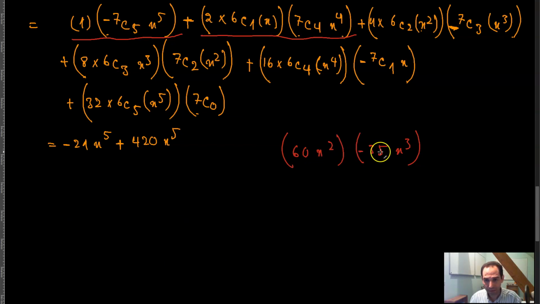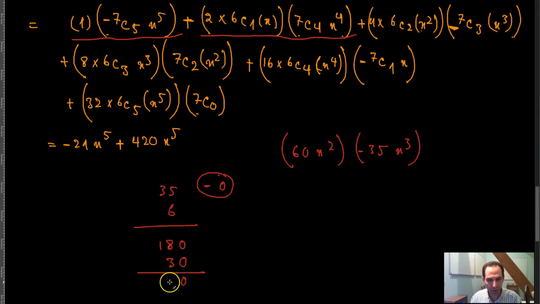And so you have 6 times 35 times 60, which is 35 times 6, negative sign times negative sign. So you have 6 times 35 is equal to 210, that's negative 2100 x raised to the power 5. So that's negative 2100 x raised to the power 5.